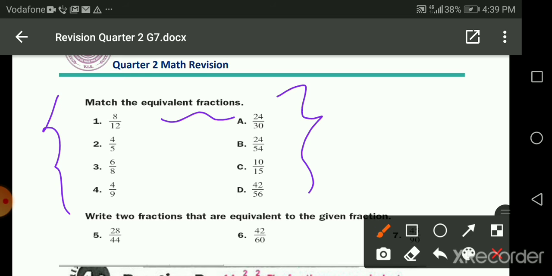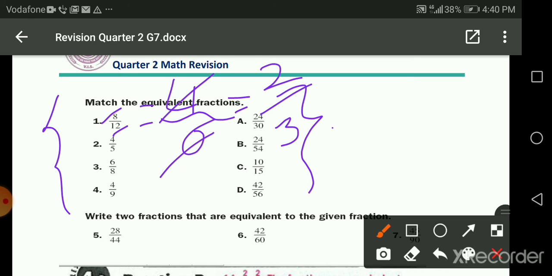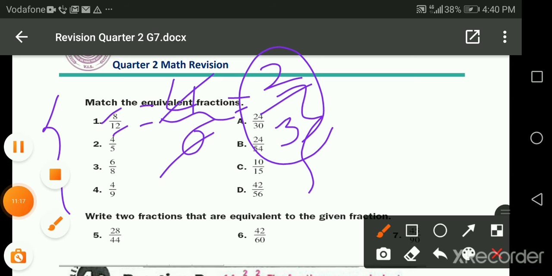It's very easy. 8 over 12 divided by what and divided by what? Divided by 2, divided by 2. So 8 divided by 2 gives you 4. 12 divided by 2, 6. Leave it like this? No, it has to be simplified more. 4 divided by 2 gives you 2. 6 divided by 2 gives you 3. So the first one will be 2/3.